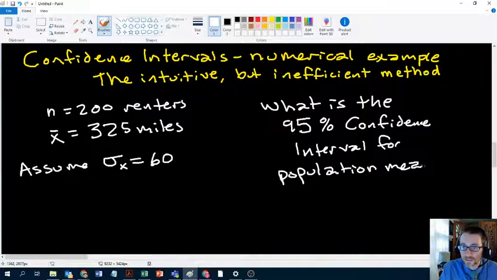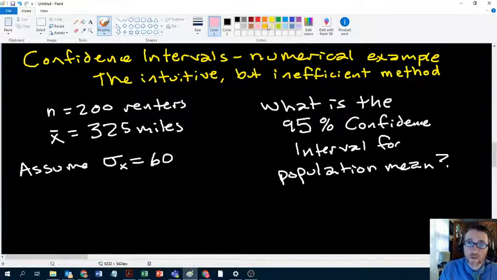Essentially what this says is, on average, how far did people drive? Well, we looked at 200 people and we saw 325 was the average there. But how far did all renters drive? And what can we say, given that we only have 200 renters? And this gets at something we often see from people who are sort of casual critics of statistical analysis, which is, well, we only asked 200 people. What can we say? Well, it depends.